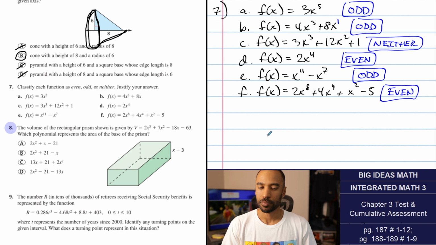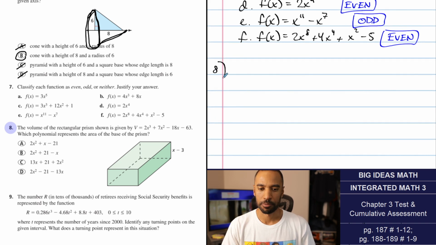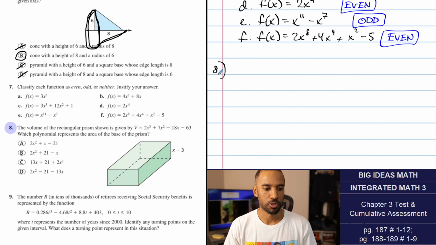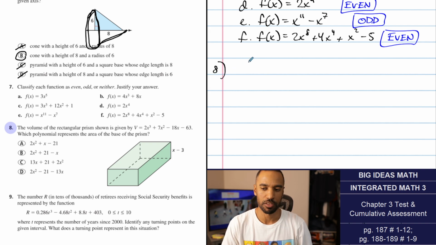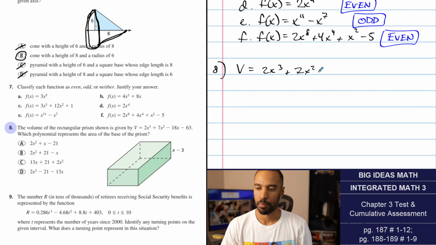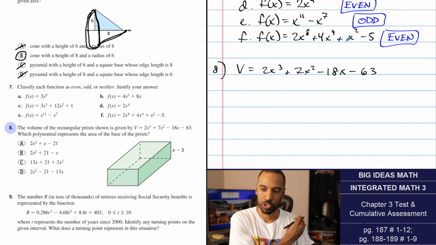Number 8 also looks to be from Chapter 3. The volume of the rectangular prism shown is given by V. Which polynomial represents the area of the base of the prism? So we have V equals 2x cubed plus 7x squared minus 18x minus 63. By the way, I don't know if it's cheating or not. This looks like it's factorable by grouping.